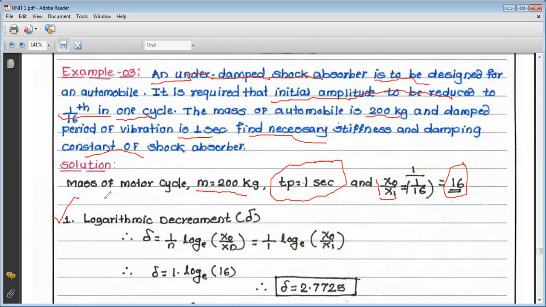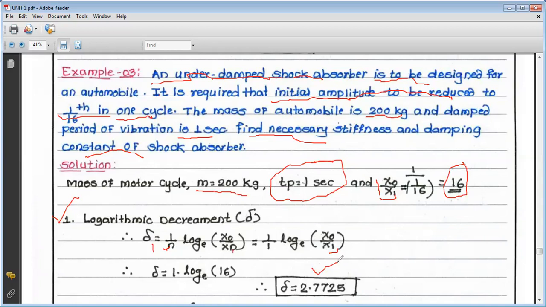Now in this problem there is only one cycle. So the value of n is 1, and xn becomes x1. So delta is equal to 1 upon 1 log to the base e x0 upon x1, that is log to the base e of 16. So that value becomes 2.7725. So this is the logarithmic decrement.